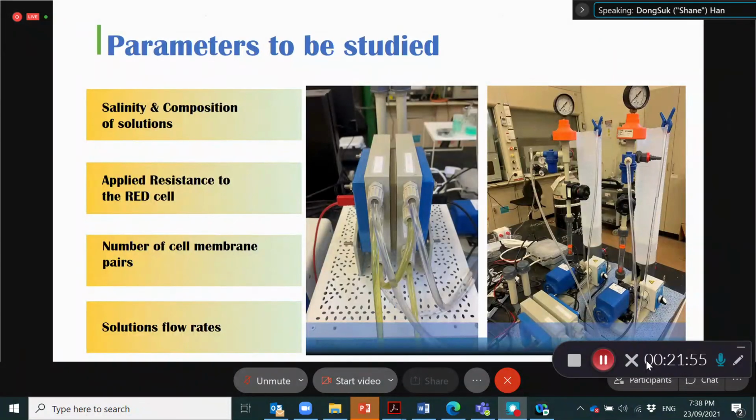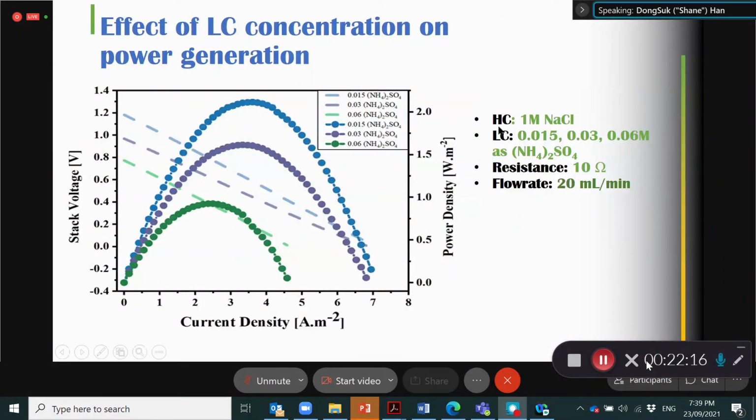First, the RED operates under several experimental operating conditions like salinity level, different applied resistance, number of cell membrane pairs, and different solution flow rates. For the high concentration we pick 1 molar NaCl, and we choose different levels of the low concentration with ammonium sulfate. When we have a low concentration, that means we have a high salinity gradient difference, which can generate the highest power density, around 2, and we have around 1.2 volts.